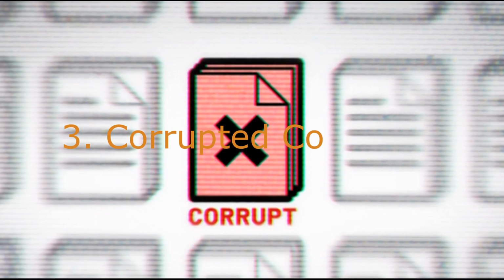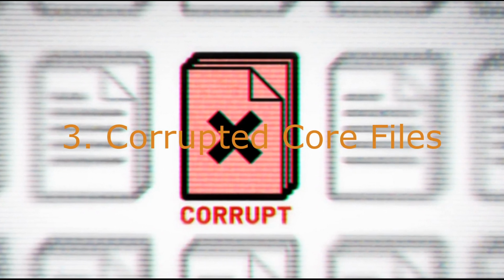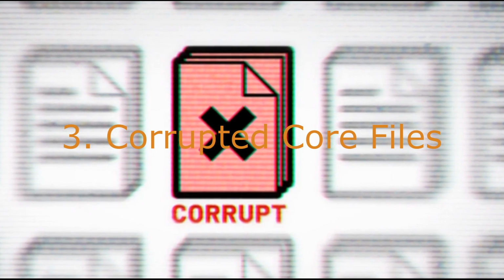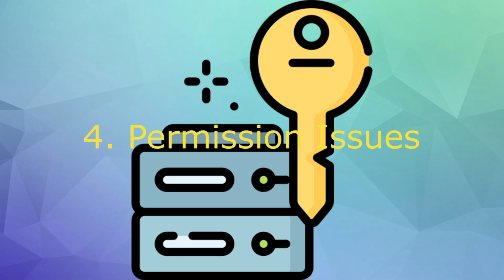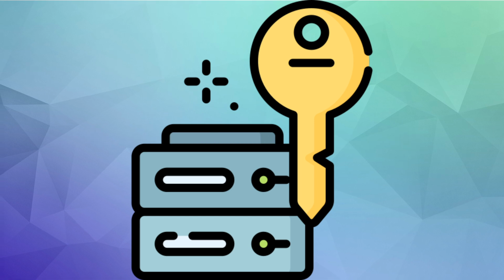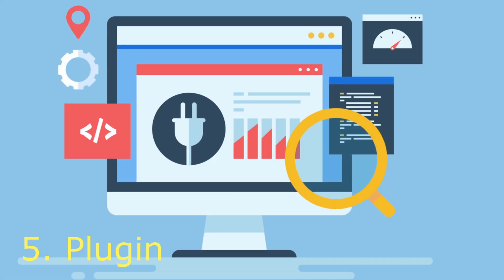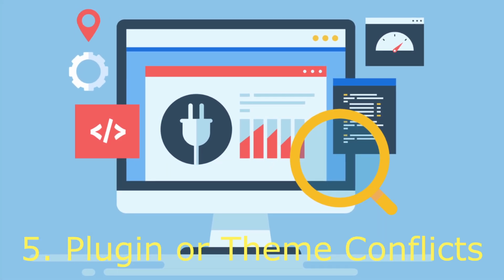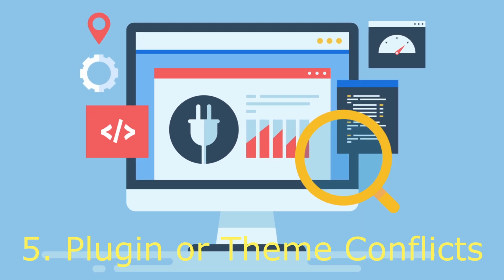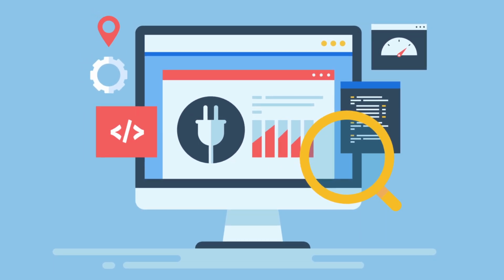3. Corrupted core files. Corrupted files can mess with the server's ability to process requests. 4. Permission issues. Incorrect file or directory permissions can block access to essential files. 5. Plugin or theme conflicts. In content management systems like WordPress, faulty plugins or themes can trigger this error.